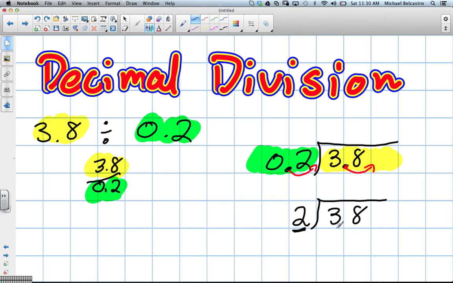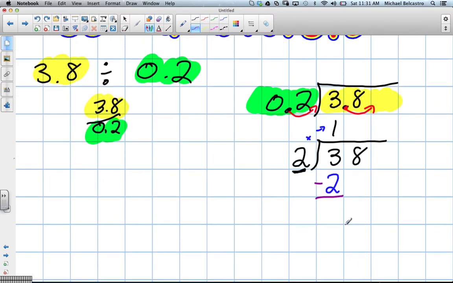2 goes into 3 how many times? 1. Okay? So now we do 2 times our value up here, 1. What is 2 times 1? 2. And what do we do underneath? Subtract. What do we get? 1. And then what's our next step? Bring down 8.